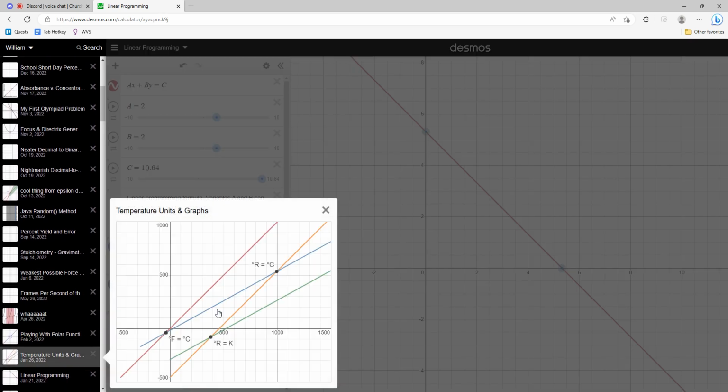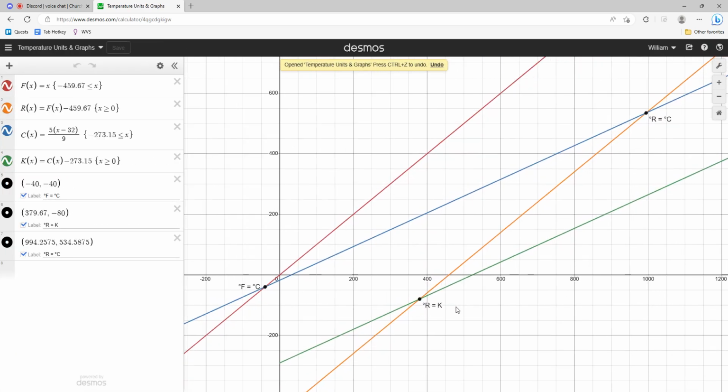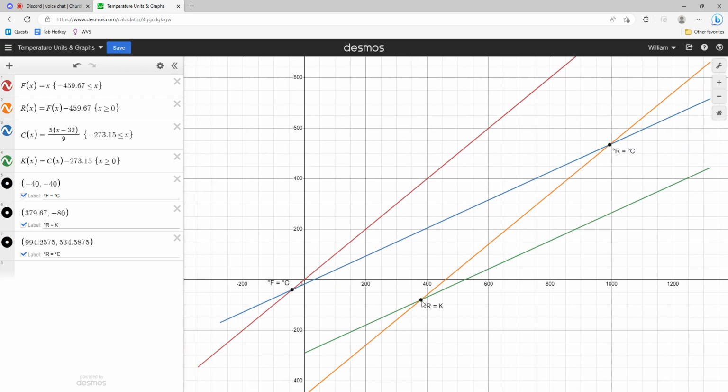Temperature, units, and graphs. So this is where I started learning about the Rankine scale. And I actually knew Kelvin doesn't use degrees. Rankine does, though, which is weird.